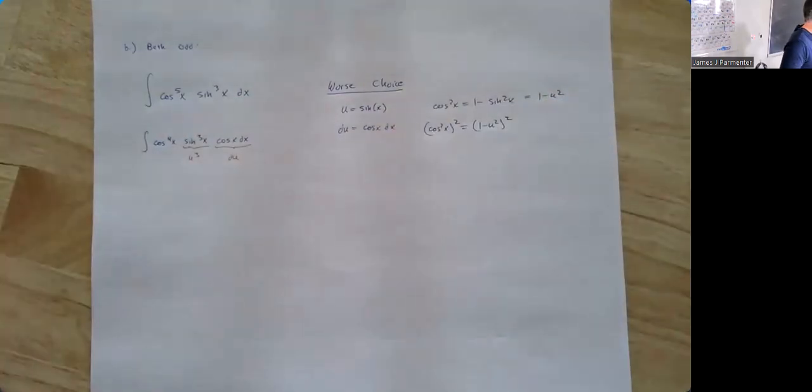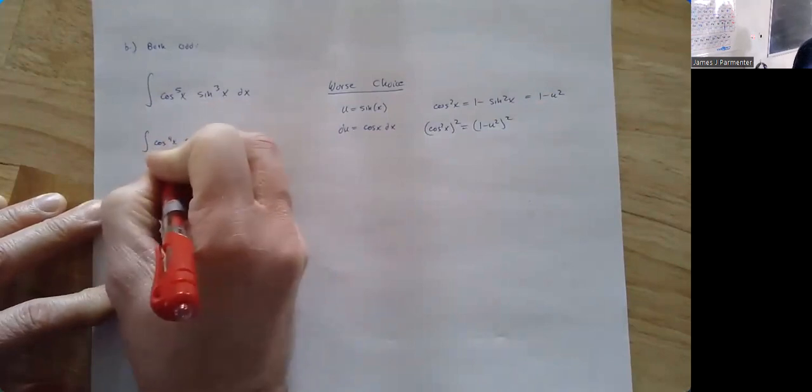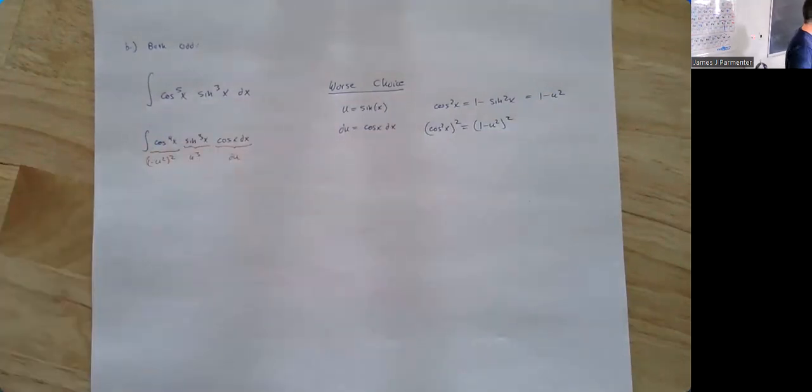Which isn't impossible by any means, and sometimes you will have to do that. It's just that the better choice here, so we could have done it this way. You have to multiply out 1 minus u squared squared, and then times u cubed. It's kind of gross. If we make the other choice, there's less algebra to do.